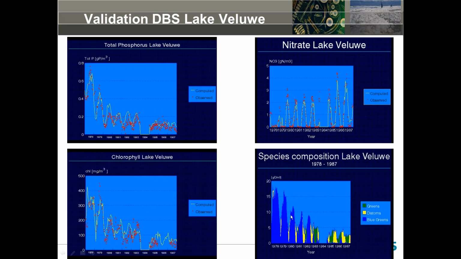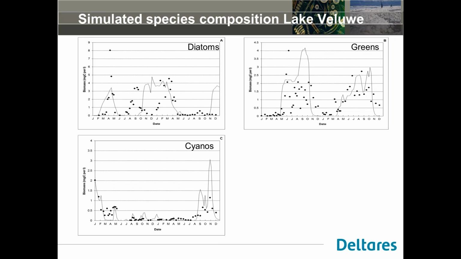And in response to the changes in the limiting factors, also the simulated species composition of the model changes from conditions where cyanobacteria are almost completely dominant to a condition where green algae and diatoms become the main species. Does this fit the measurements?